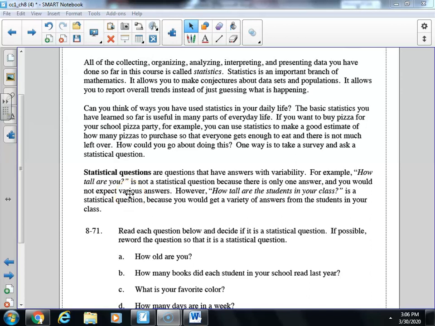So going back to the pizza party, if I said, what kind of pizza would you like? Then you might say pepperoni or sausage. But that is a non-statistical question. There's only one answer. I ask you, you give me your answer. But if I say, what type of pizza would the students in our class want for the pizza party? Some people are going to say cheese, some are going to say pepperoni, some are going to say barbecue chicken. Those are giving us a variety of different answers, leading to a statistical question.